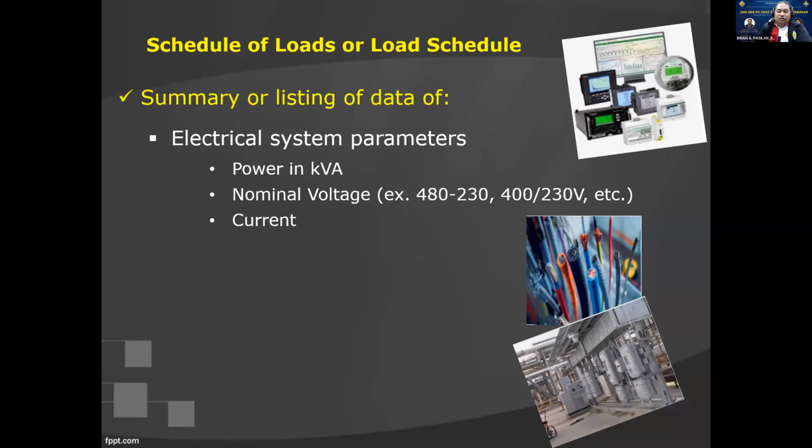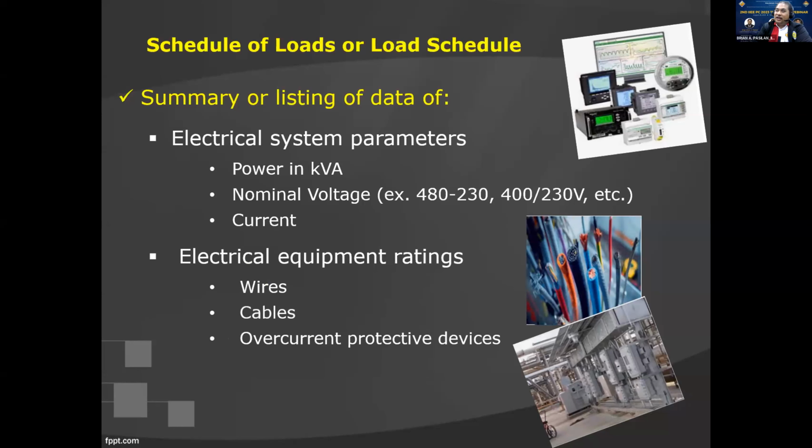Okay. And then also some of the parameters is the current or load amperes. And next is the electrical equipment ratings. No, what are these? Equipment ratings of wires and cables or conductors. Yung sizes nila, cross-sectional sizes or wire gauge. And the overcurrent protective device, either a fuse or circuit breaker, yung nominal rating nila. And also the interrupting ratings, no? Kasama na dyan. Okay? Ampere trips also. And the conduits, yung mga diameters nila, no?